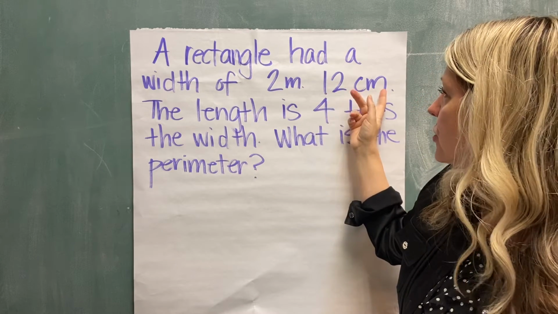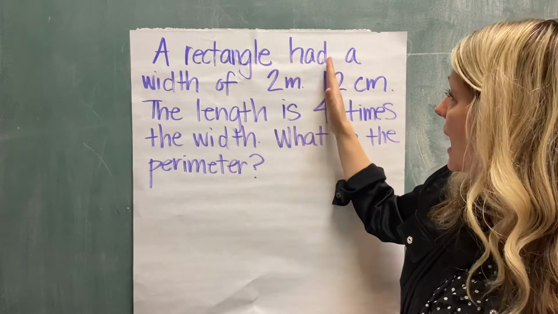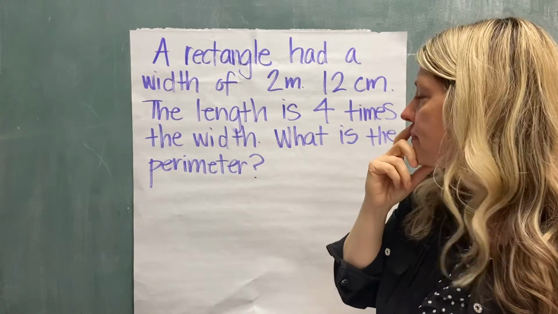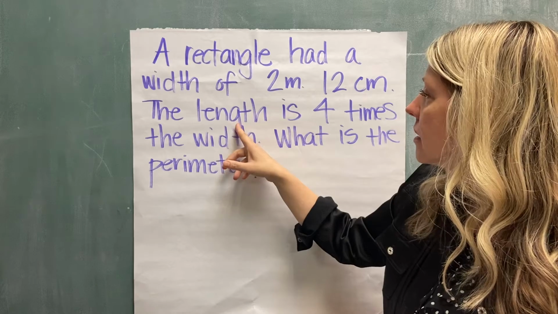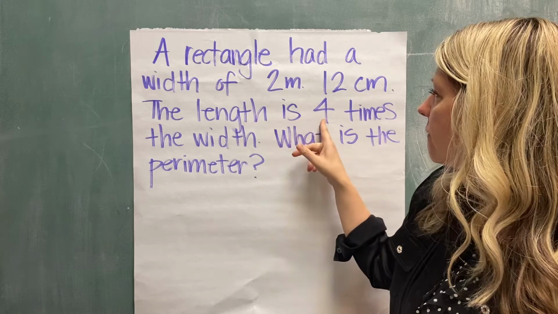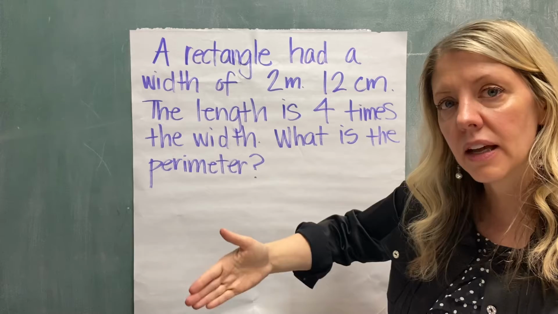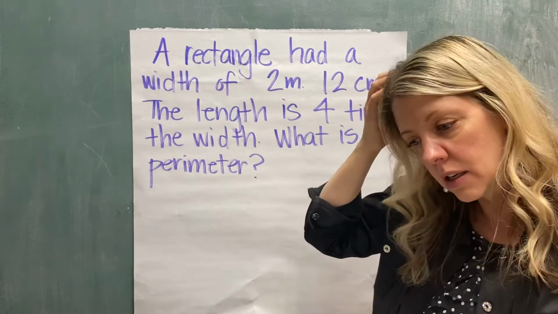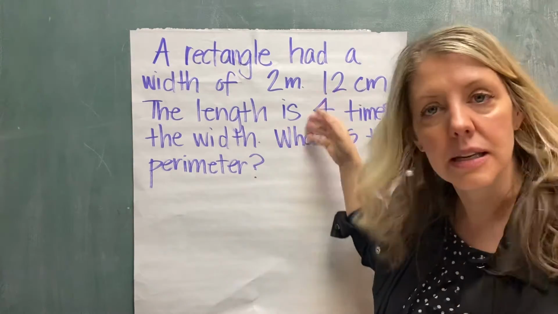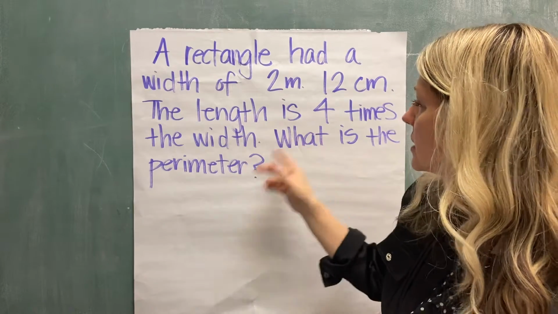12 centimeters, oh, look at that. So it's 2 meters and 12 centimeters is the width. Okay. The length is 4 times the width. 4 times. So the length is longer than the width. Wonder if it would help if I just drew a rectangle, and it wouldn't have to be these measurements, just so I can see it. Okay, what is the perimeter?